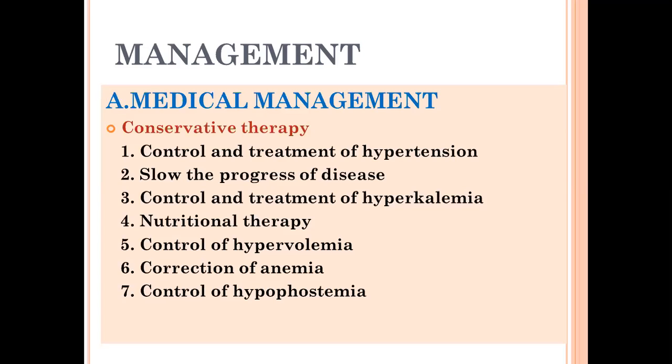Next is correction of anemia. In case of correction of anemia, we can administer erythropoietin in the form of medication like epoetin alpha, or we can advise the patient to take iron and folic acid tablets.